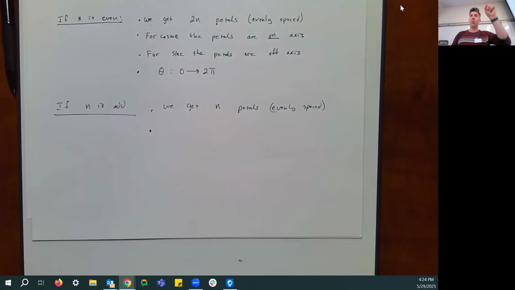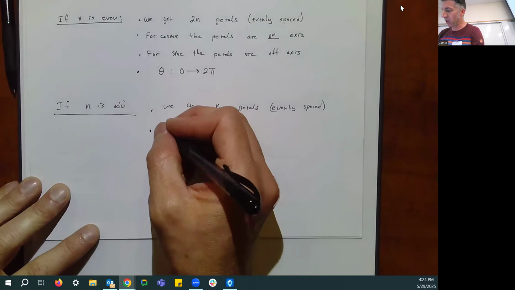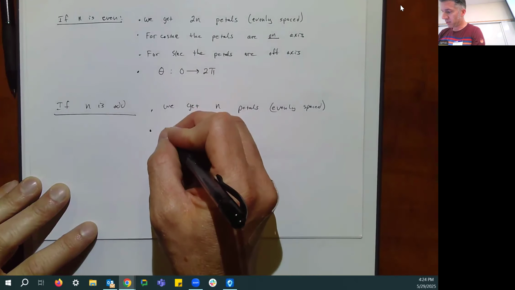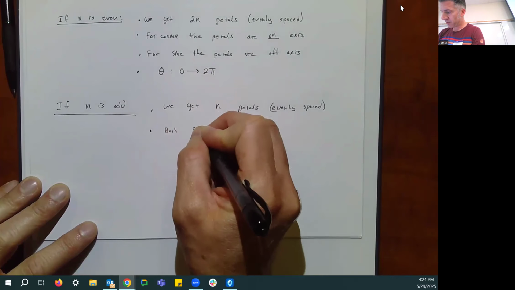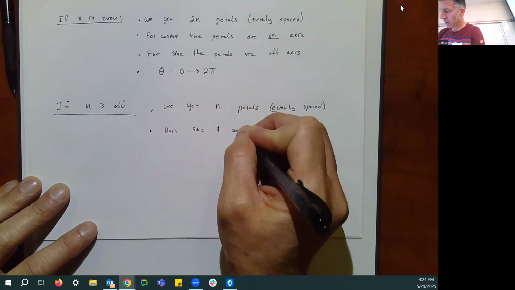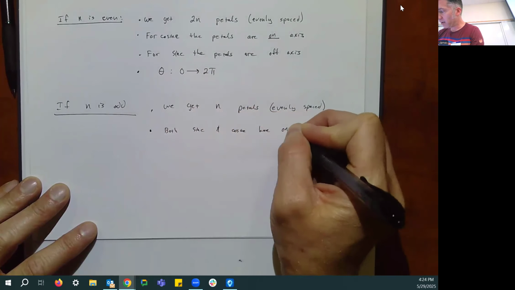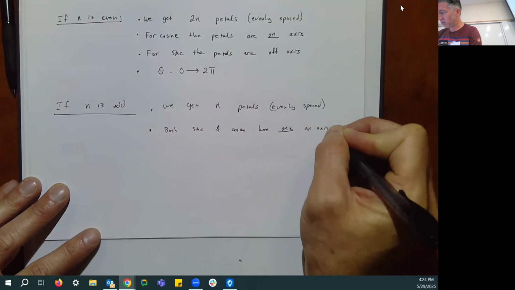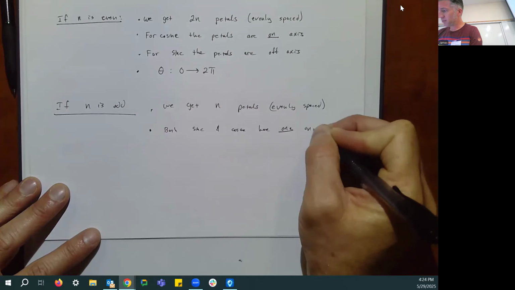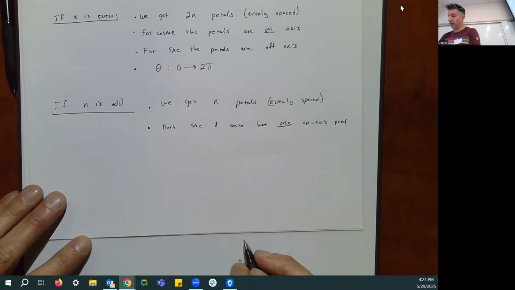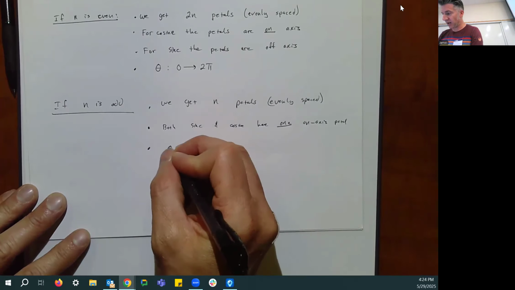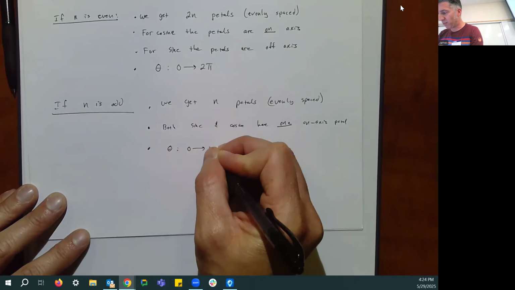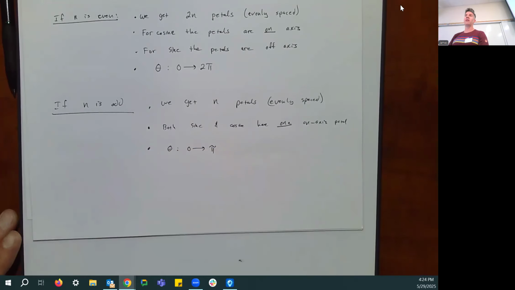Every one of these has one petal that's on an axis. So both sine and cosine have exactly one on-axis petal. And interestingly here, theta goes from 0 to pi. That will give you the entire graph.